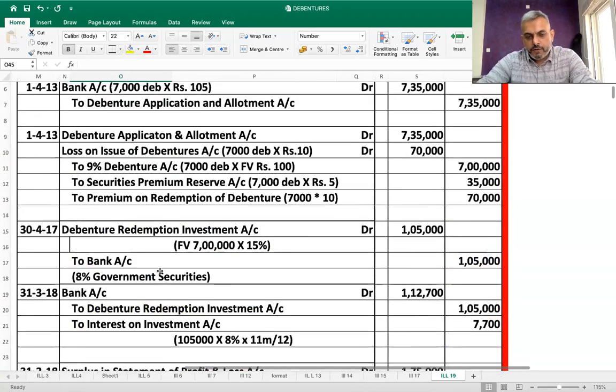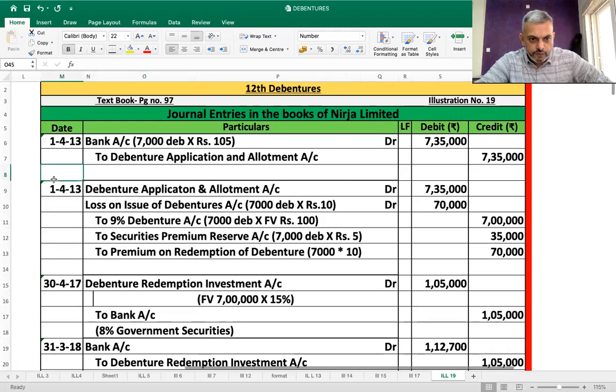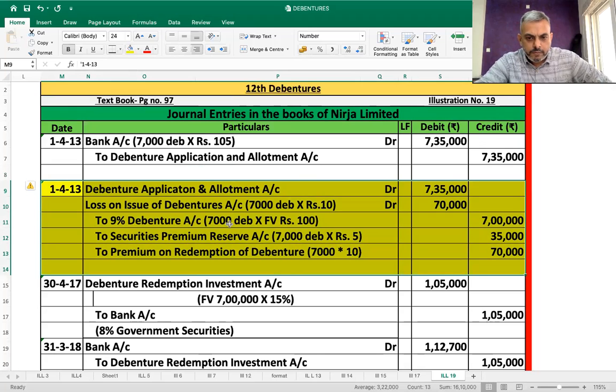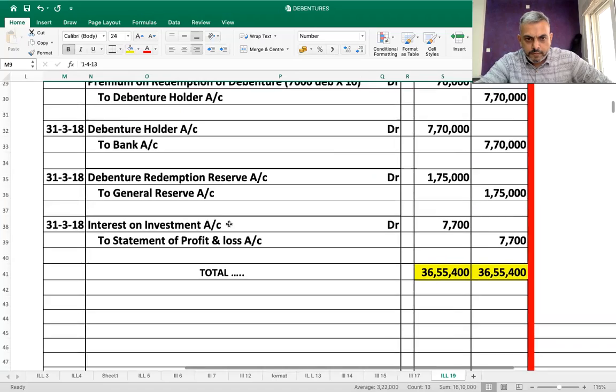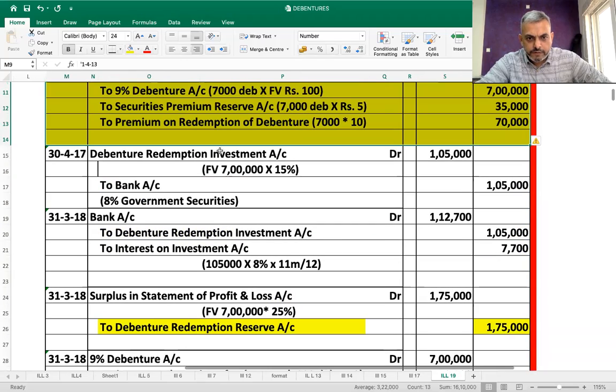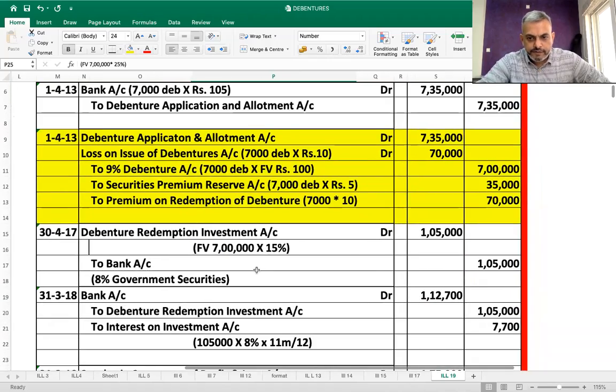Go through the sum. You have to remember the entries. Okay, the flow. Remember 15% investment and 25% is for debenture redemption reserve. This entry is also very important. This one is the investment of 15%. This is the reserve of 25%. Please finish the sum.